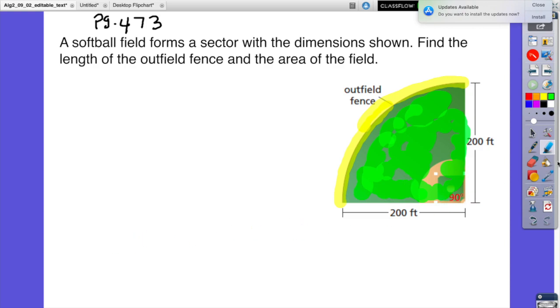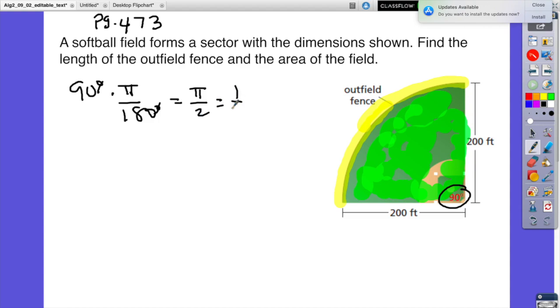Okay, so first thing we're going to need to do is we have to take this 90 degrees and we have to convert it to radians. Okay, this is degree. And remember, the degrees need to cancel out. Okay, so we're going to multiply it by pi over 180 degrees. The degrees cancel out. And it comes out to be pi over 2. And your calculator probably said 1/2 pi. Those are the same thing.